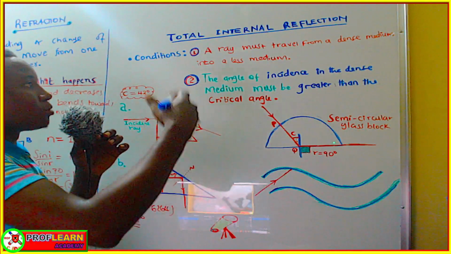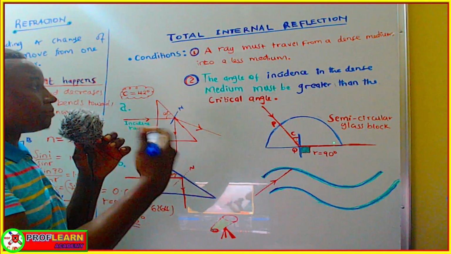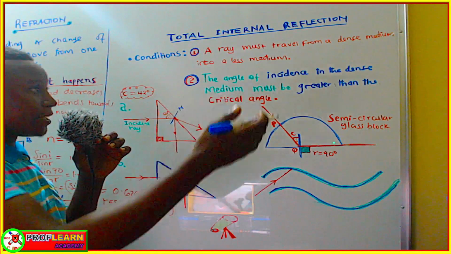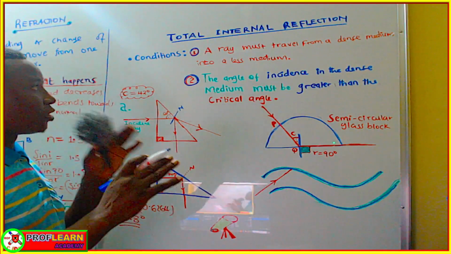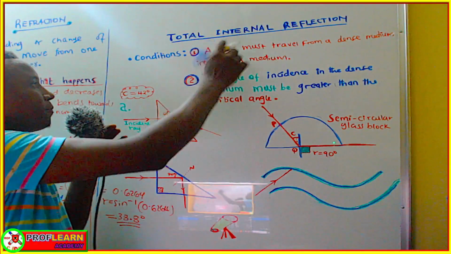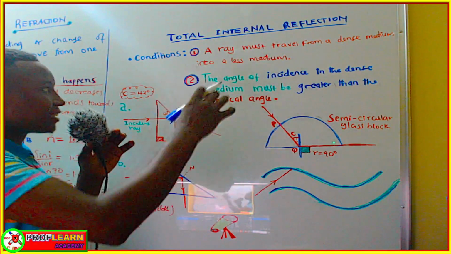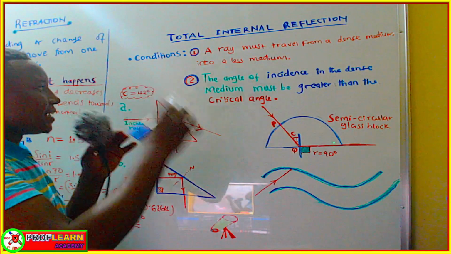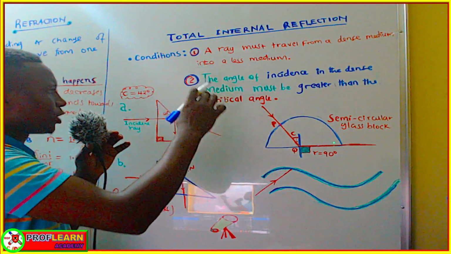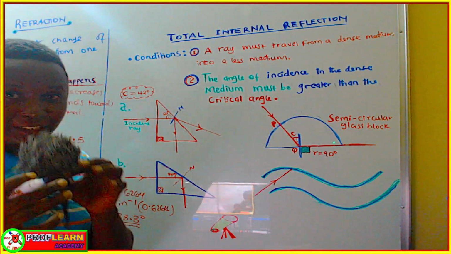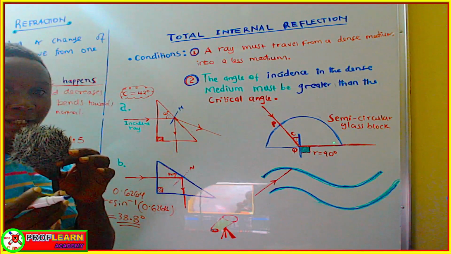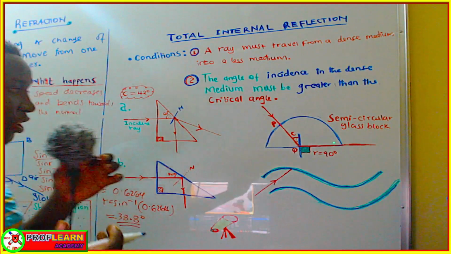If a ray is traveling otherwise, from a less dense to a dense medium, total reflection cannot take place. So condition number one, a ray must travel from a dense medium to a less dense medium. Condition number two, the angle of incidence in the dense medium must be greater than the critical angle.